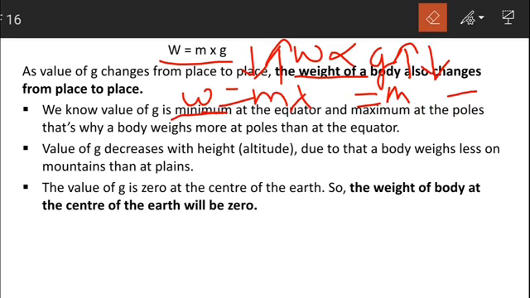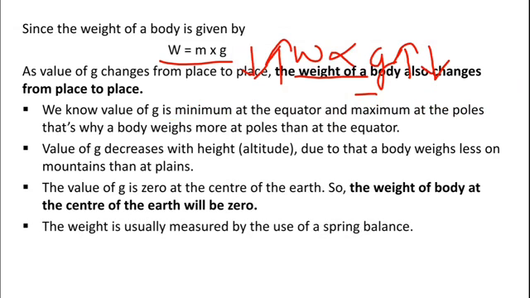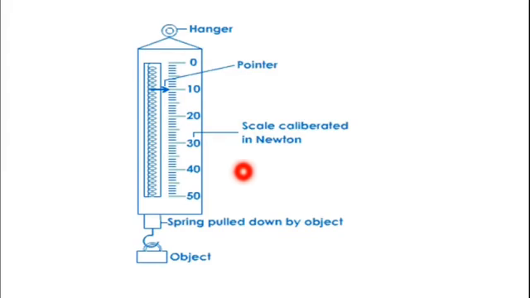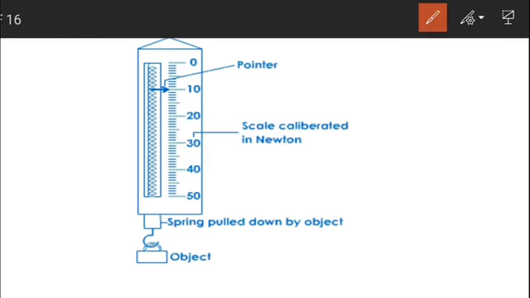Okay, now let us see the next point. The weight is usually measured by the use of a spring balance. So students, this is the spring balance with the help of which we determine the weight of an object. This spring balance is enclosed in a metallic box, and on the metallic box there is a scale calibrated in Newton which gives the weight of a particular object. Whatever the object's weight we have to determine, we place that object at the hook provided at the end of the spring. Then what happens?